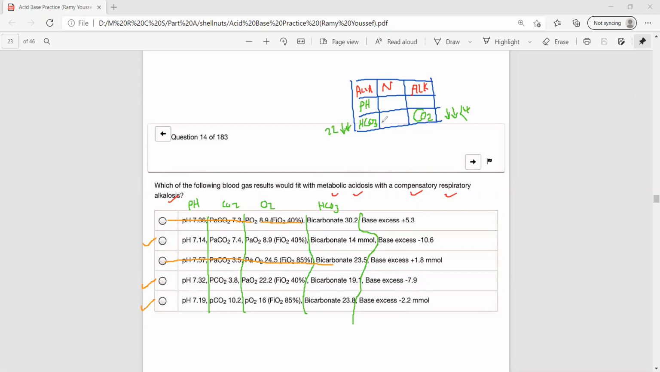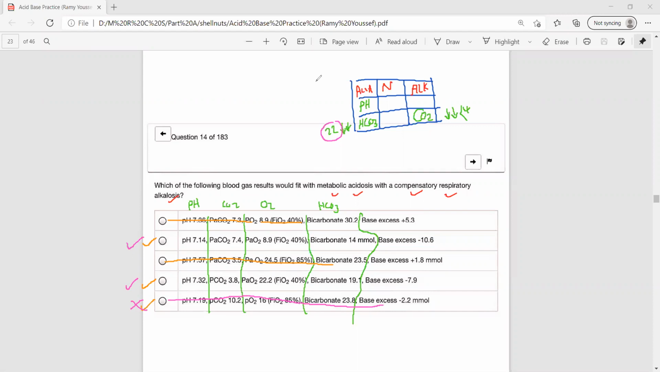For me, if it is a metabolic problem, I go first for the HCO3. What do I expect HCO3 to be? Less than 22, below 22. So this can be right, this can be B and D, and this can be excluded. E is excluded.